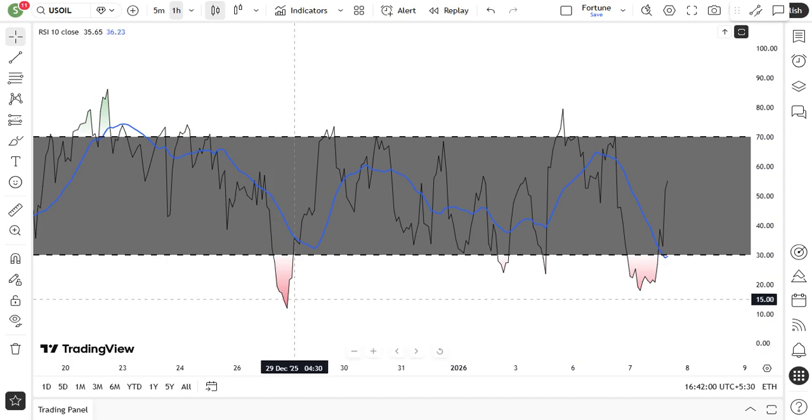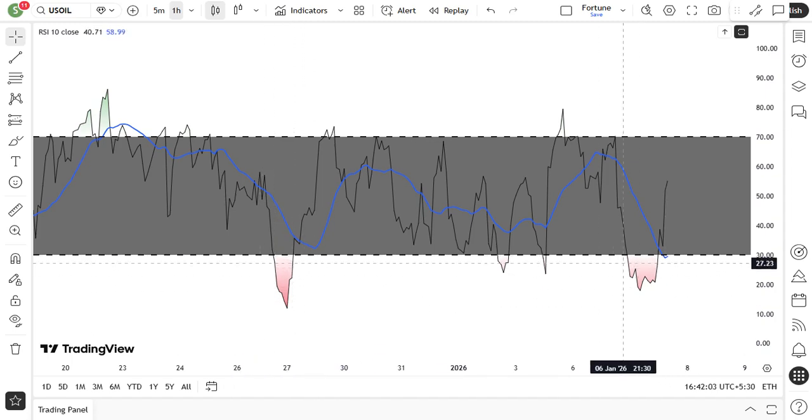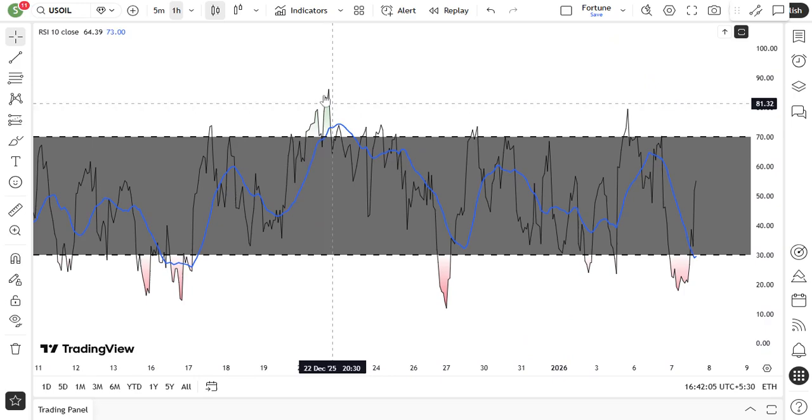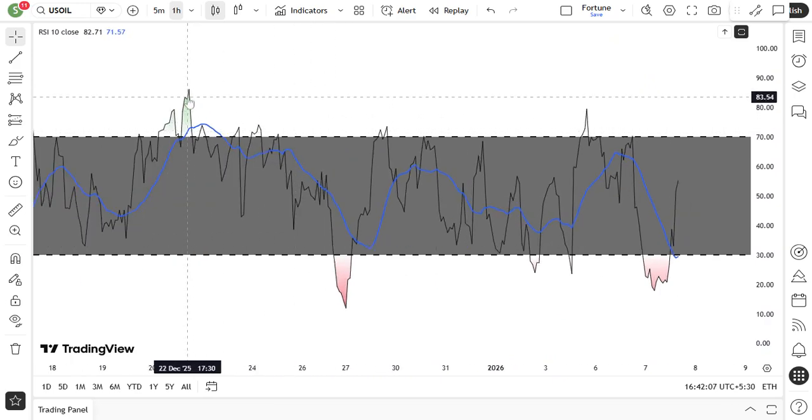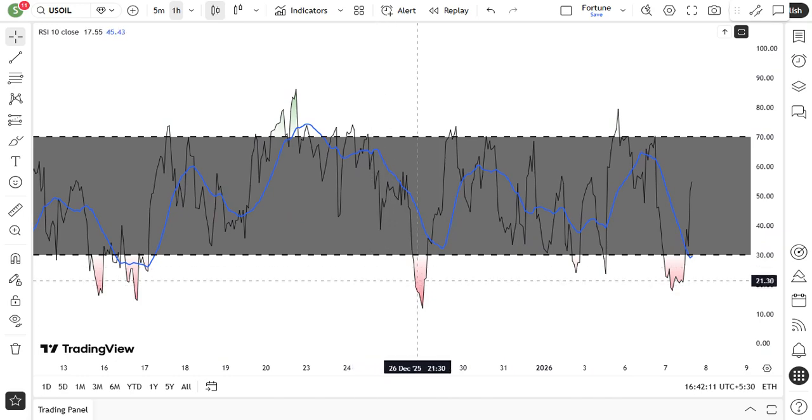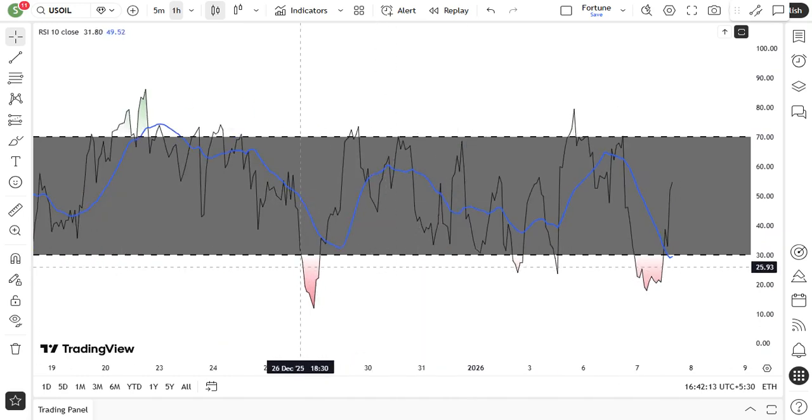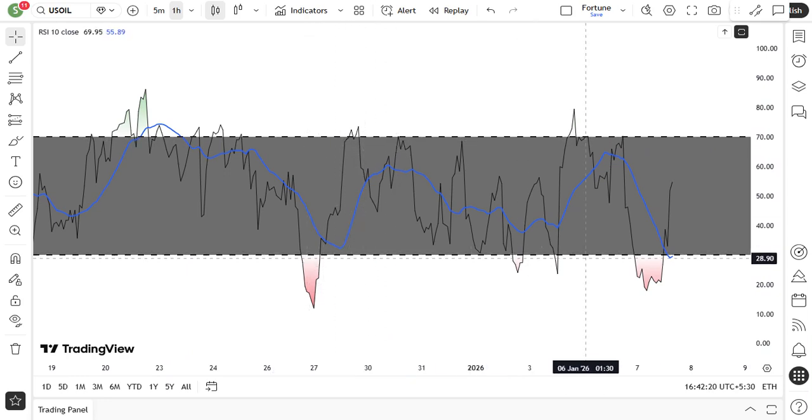If you see this particular red area and green area, obviously everyone knows whenever it goes green it should be a buy, or whenever it goes red you need to sell, but nothing like this. This is very important with the bandwidth. If you see this upper bandwidth and lower bandwidth, this is RSI.